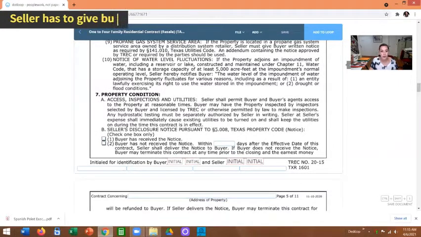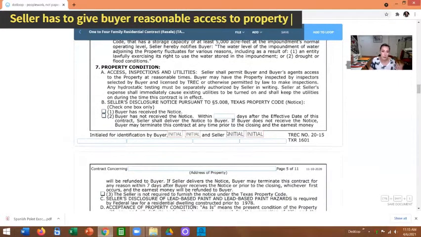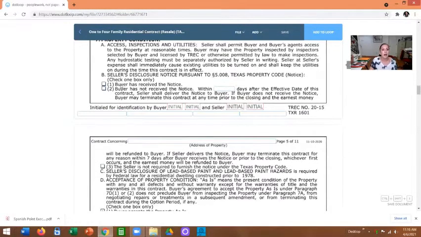Seller has to give the buyer reasonable access to the property. We normally see 8 to 8 so that they can get inspections, and they have to have all utilities on. Buyer has or has not received seller's disclosure. Texas requires that the seller disclose anything that they know about the property. There's only 4 exceptions to that rule.